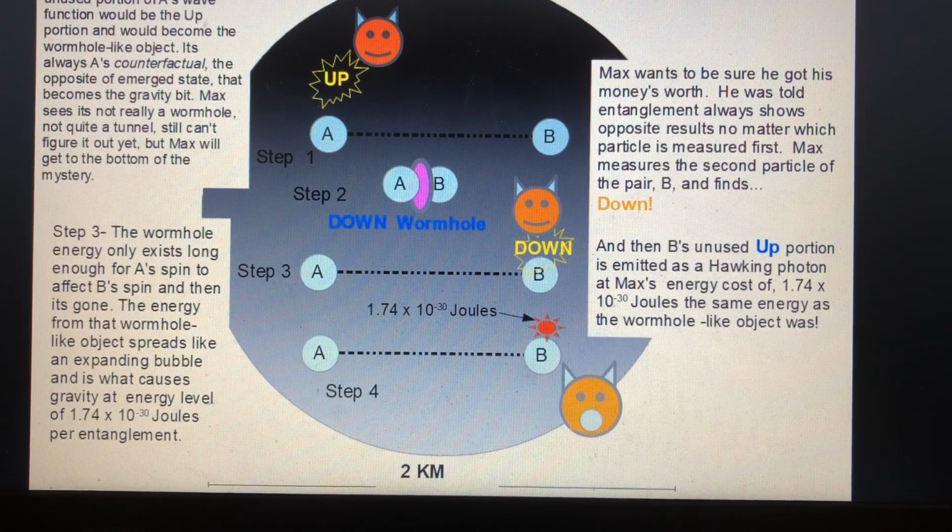He was told entanglement always shows opposite results, no matter which particle's measured first. Max measures the second particle of the pair, B, and finds down. And then B's unused up portion is emitted as a Hawking photon at Max's energy cost of 1.74 times 10 to the negative 30 joules, the same energy as the wormhole-like object was.